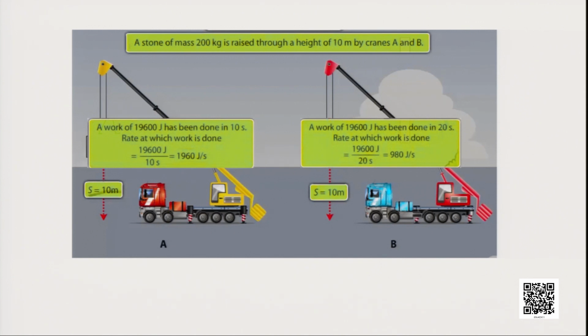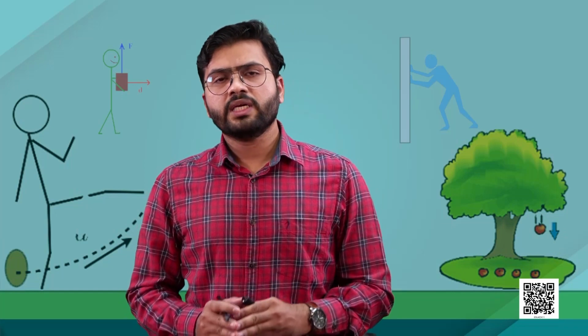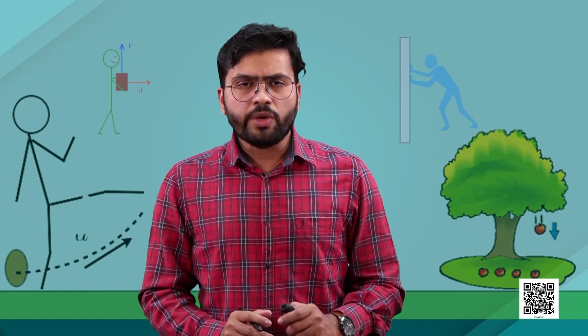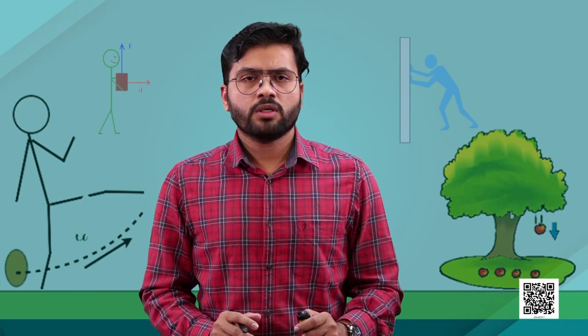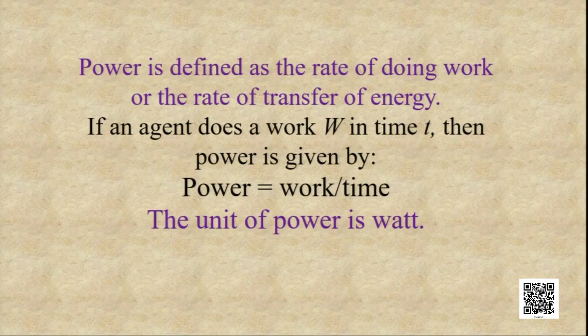So the power will be 1960 joule per second, and in the second case it will be 980 joule per second. So the power for both the cranes will be different as they are consuming different times. So here we can summarize all this.